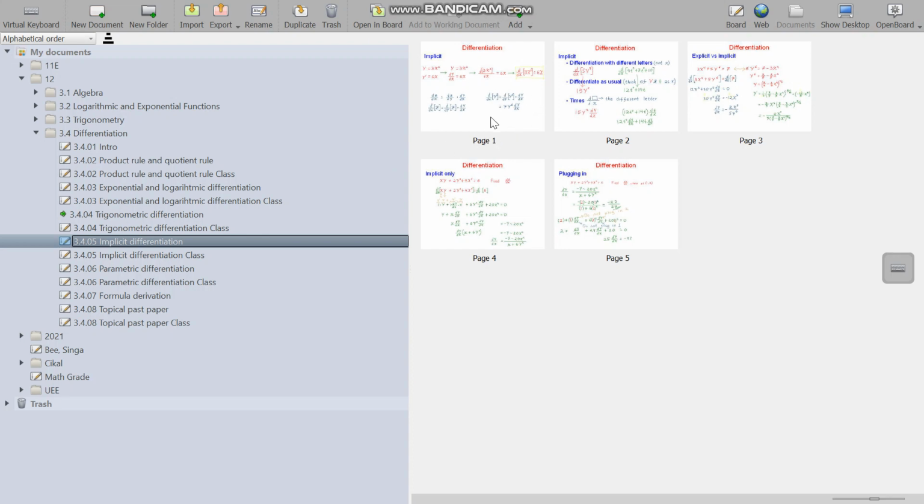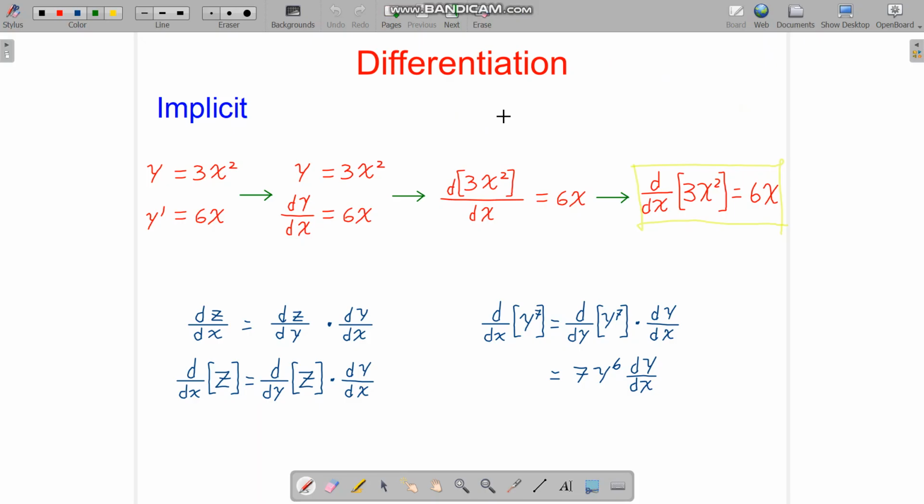Everyone, this video is about implicit differentiation. So if we have y equals 3x squared, we know that y prime is 6x. Or we can say dy/dx is 6x. Or we can say y is 3x squared, so we can say d/dx of 3x squared, or the derivative of 3x squared with respect to x, is 6x.